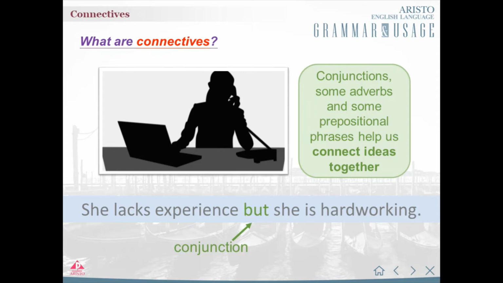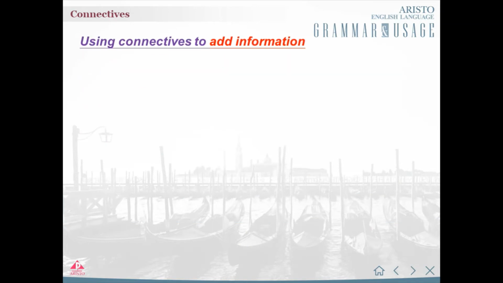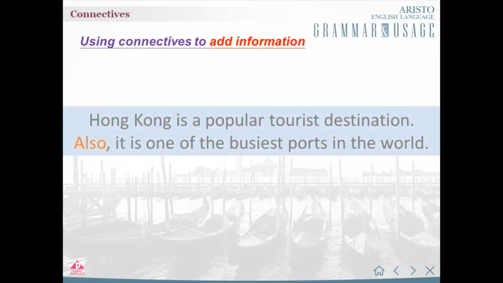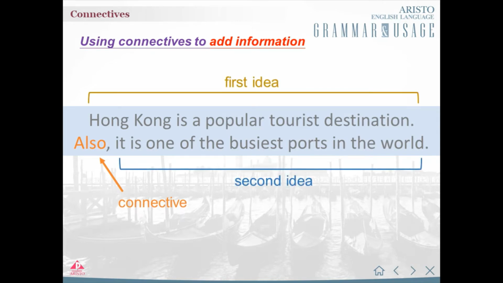Now let's take a look at some other common connectives and how they are used. We often use connectives to add information. Now let's take a look at an example sentence to find out how we can use connectives to add information. This sentence uses the connective also. It connects the idea in the first sentence, which is that Hong Kong is a popular tourist destination, with a second idea, which is that Hong Kong is one of the busiest ports in the world.